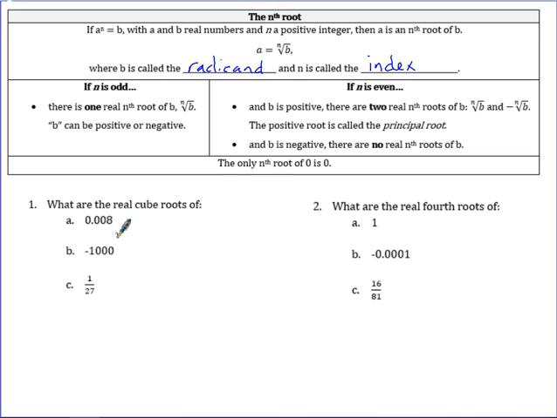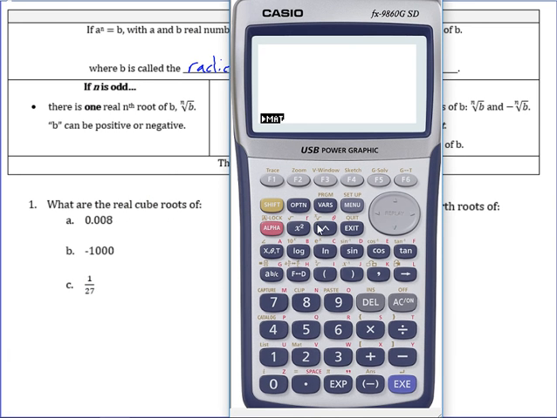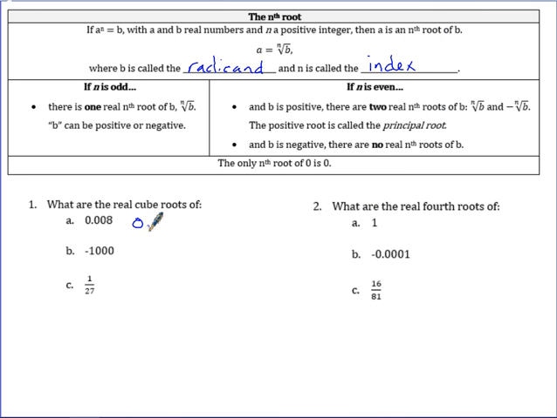So we're going to use a calculator. What are the real cube roots of these three numbers? I'm going to pull my calculator up. There are 3 different ways actually to type cube root in your calculator, probably only 2 that you're going to use. Cube root is above the parentheses, so you can do it that way. So the cube root of 0.008 would be 0.2.